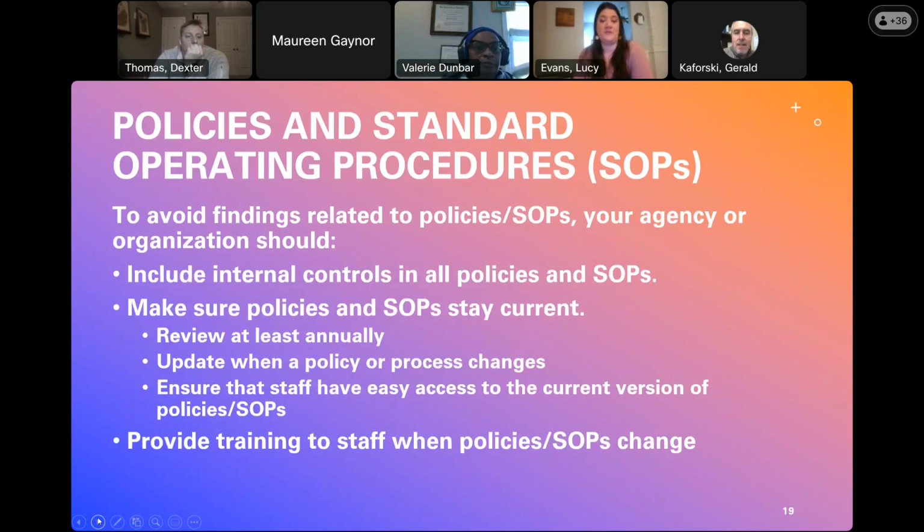To avoid findings related to your policies and standard operating procedures, your agency or organization should include internal controls in all policies and standard operating procedures. Make sure policies and standard operating procedures stay current. Review at least annually. Update when a policy or process changes. Ensure that staff have easy access to the current version of policies and standard operating procedures. Provide training to staff when policies and standard operating procedures change.